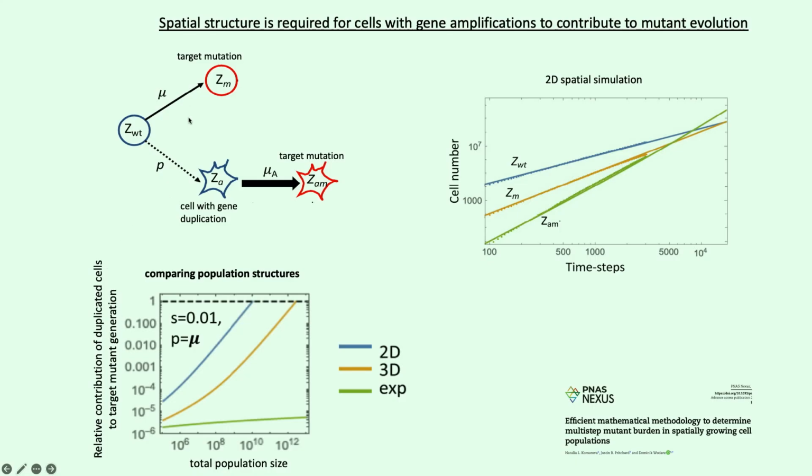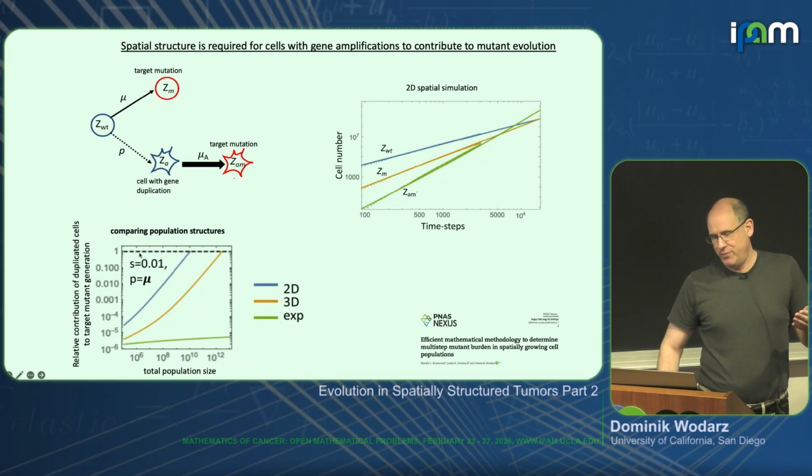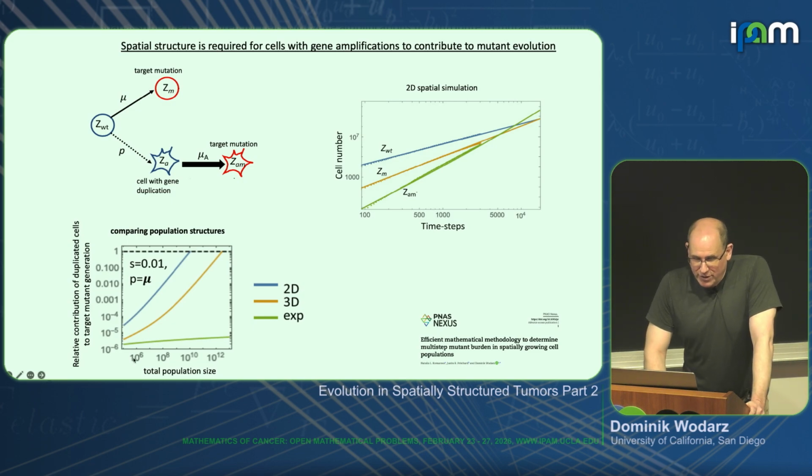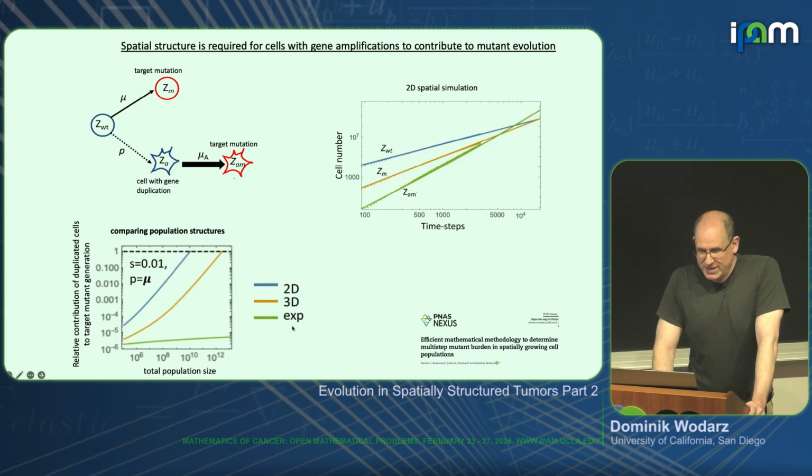pathway relative to the direct pathway. And when this measure hits 1 and goes beyond 1, then the duplication pathway is more important. And so we look at this measure as a function of population size, and we look at it in 2-dimensional space, in 3-dimensional space, and exponentially.